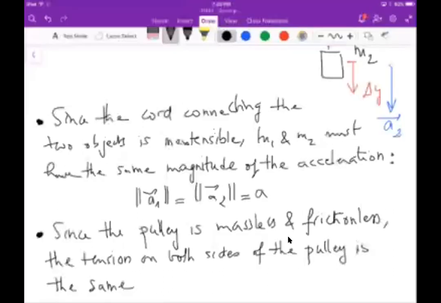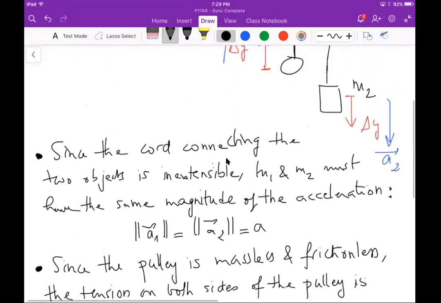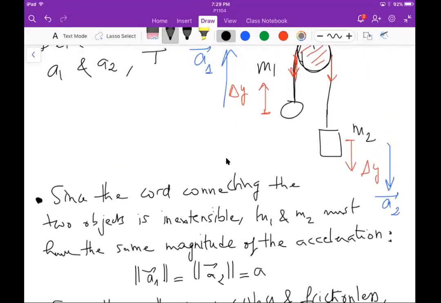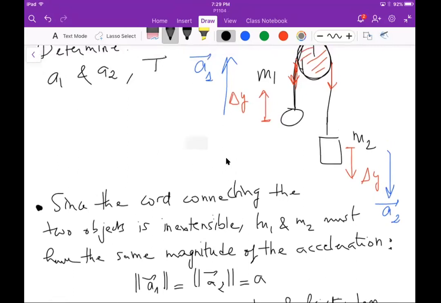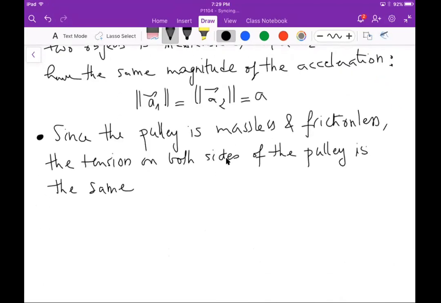So let's actually solve it now. The first step is to determine what we are going to study. So the system that we are going to study is M1 and M2. Since we want to get the value of T, we are going to consider M1 separately and M2 separately. So that's step number one: we are going to consider M1 and M2 independently, or let's say separately.